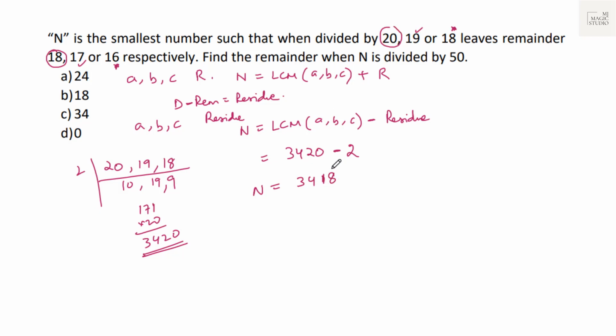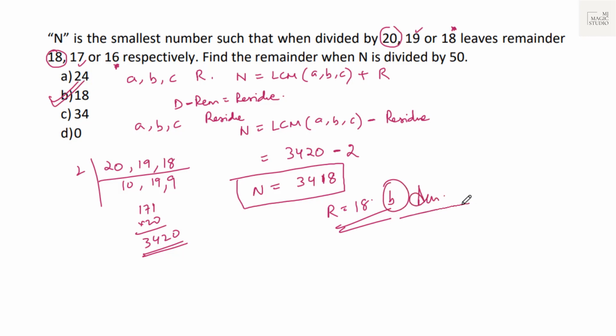You may check it now also. When 3418 is divided by 20, remainder would be 18, divided by 19, remainder is 17, divided by 18, remainder is 16. So this is the smallest number which we are looking for. Now the question is to find the remainder when this smallest value 3418 is divided by 15. 3400 would be divisible by 50. Remainder would be 18. Option B is the pick.